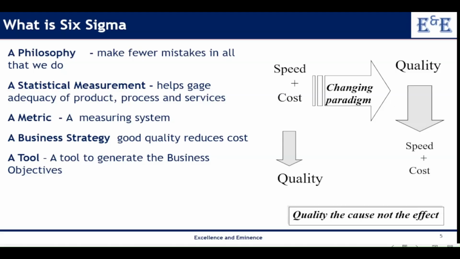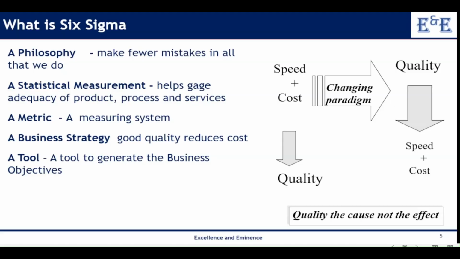It's a philosophy, it's a statistical measure. We discussed the defects, a metric, a measuring system for people or your process. A business strategy. The business strategy here is that good process or good quality reduces cost. A tool to generate business objectives. Now let me explain this.